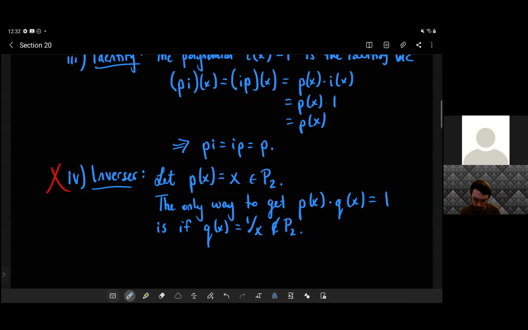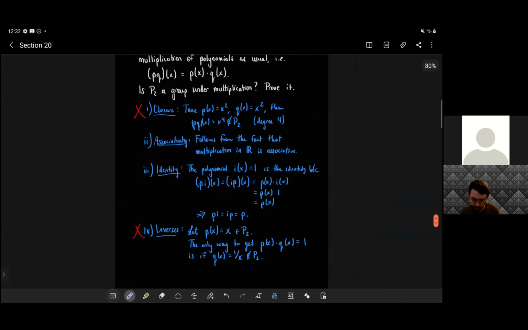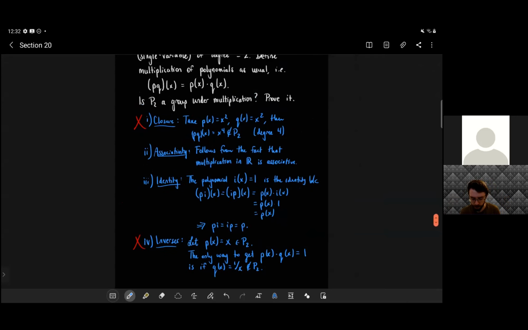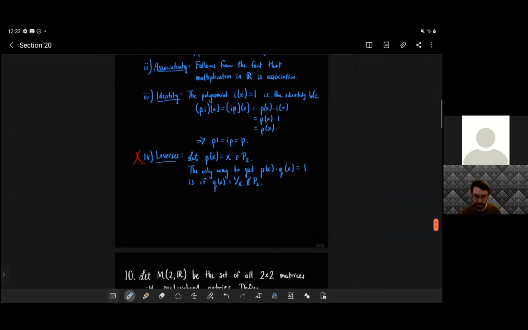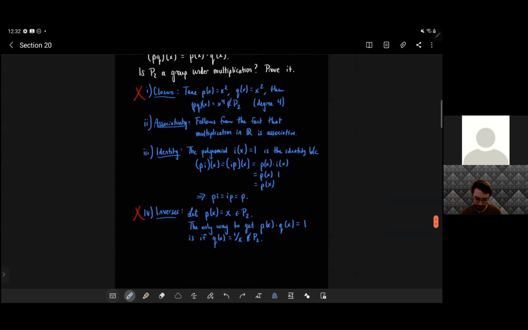There's actually a name for objects like this. Aside from it not being closed, if you're closed, associative, and you have an identity, but maybe you don't have inverses, you're called a monoid. But we're not closed either, so it's not even that. Anyway, not a group.